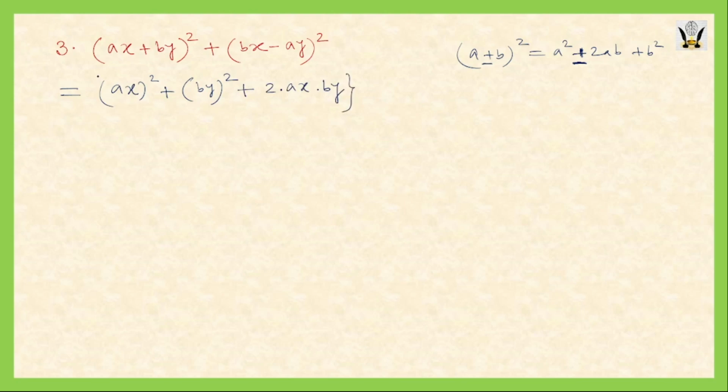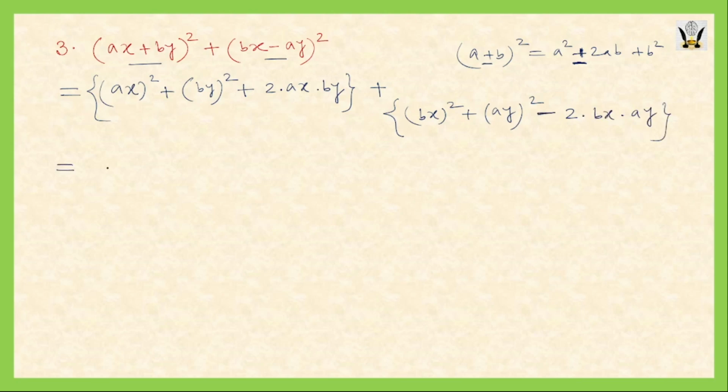This is from this factor, and from this factor if we expand this identity, then it can be written as bx whole square. Then I'm writing the square part first, so it will be ay whole square, and then minus 2ab, so minus 2 then bx then ay.